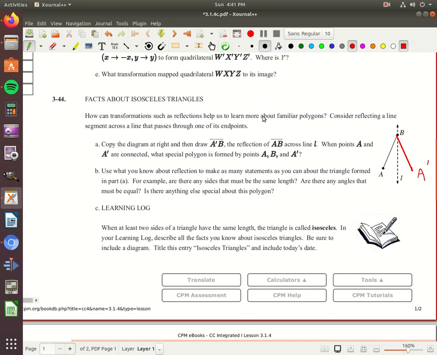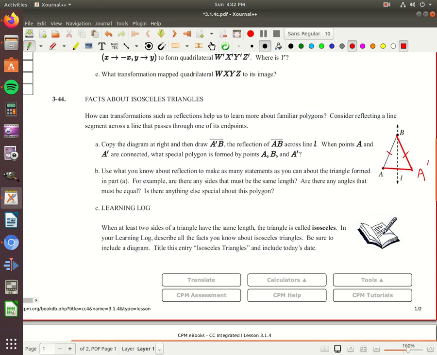And we know that these would have the same length. Alright, it says when points A and A prime are connected, what do we get? Well, it looks like we get an isosceles triangle because they have the same side length there. So use what you know about reflection as making as many statements as you can in the triangle formed in part A. Well, it's isosceles.